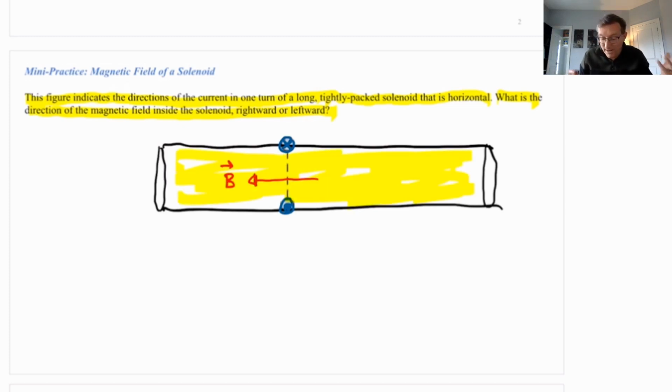Note that there's only two ways that you could have current in a solenoid drawn like this. Either with the current going like that, away from you at the top and toward you at the bottom, or the opposite, toward you at the top and away from you at the bottom. And if that were the case, the magnetic field in the interior would be pointing to the right. So you have to be able to use that specialized right-hand rule, okay, to get the direction of B.